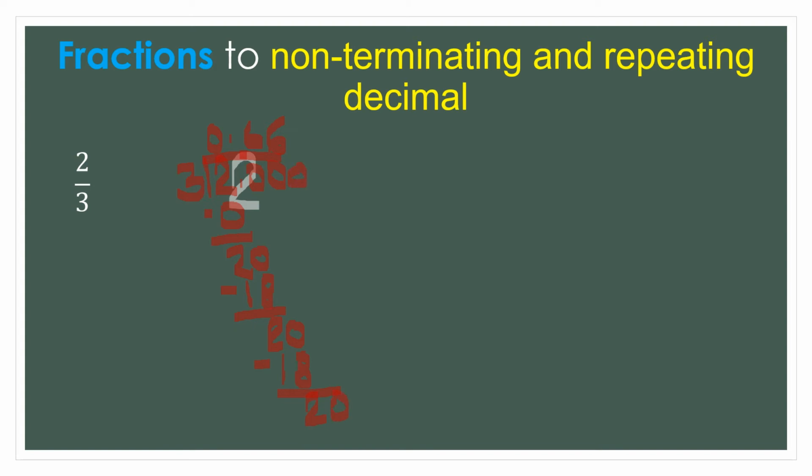As you can see, we have 20 again. So if we're going to divide 20 by 3, it will also give us 6. So the answer will be 0.666666, and so on. Since our 6 is repeated continuously, we can write our final answer as 0.6 bar. This means that 6 is repeated continuously.